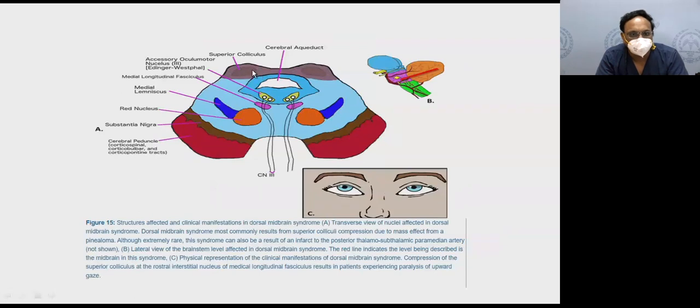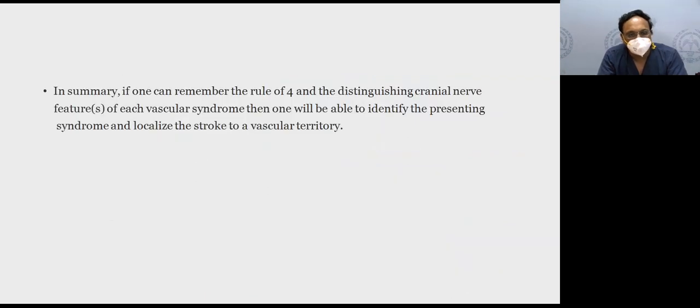There is superior colliculus involvement on the dorsal side. In this, the RIMLF, the rostral interstitial medial longitudinal fasciculus, is involved. So only upgaze is involved; the patient can't look up. This is the only sign we can see in dorsal midbrain syndrome. A pinealoma can cause this dorsal midbrain syndrome. In summary, you have to remember the rule of 4 and the distinguishing cranial features of each syndrome. Then we will be able to identify the presenting syndrome and localize the stroke to a vascular territory.